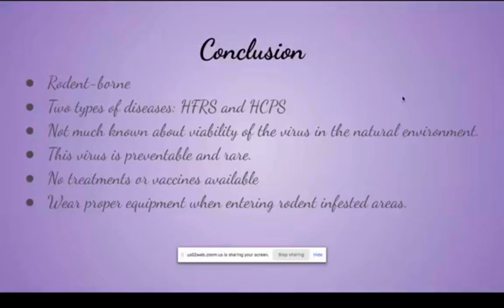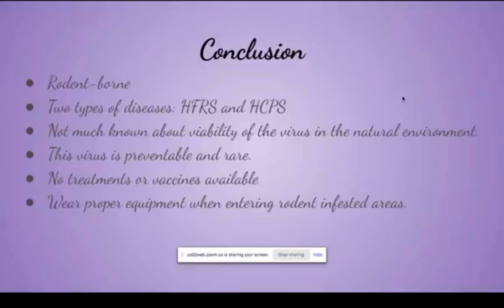So to end my presentation, I'll go over what I went over already. So hantavirus is a disease spread through rodents. There's two main types of hantavirus, the old world and the new world. So the old world hantavirus affects the renal system, whereas the new world hantavirus affects the cardiopulmonary system. The old world hantavirus is predominantly found in Europe and Asia. It has a lower mortality rate compared to its counterpart, the new world hantavirus.